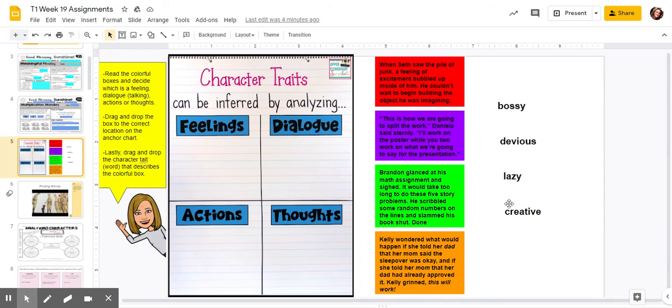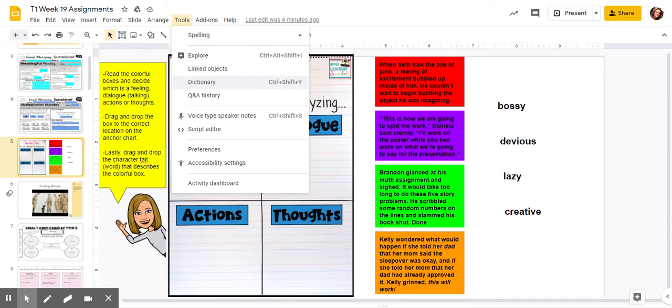If you're not sure about what one of these words means, don't forget you can go to Tools and Dictionary and look up that word.